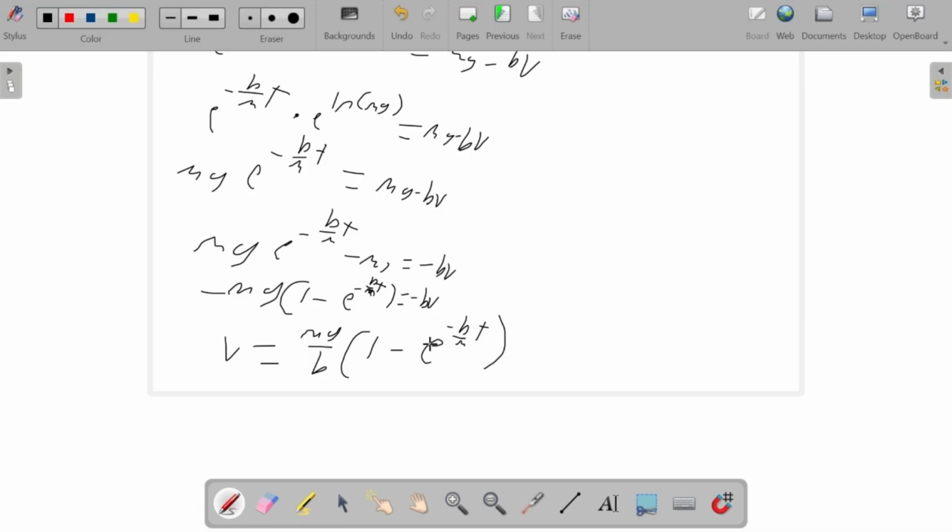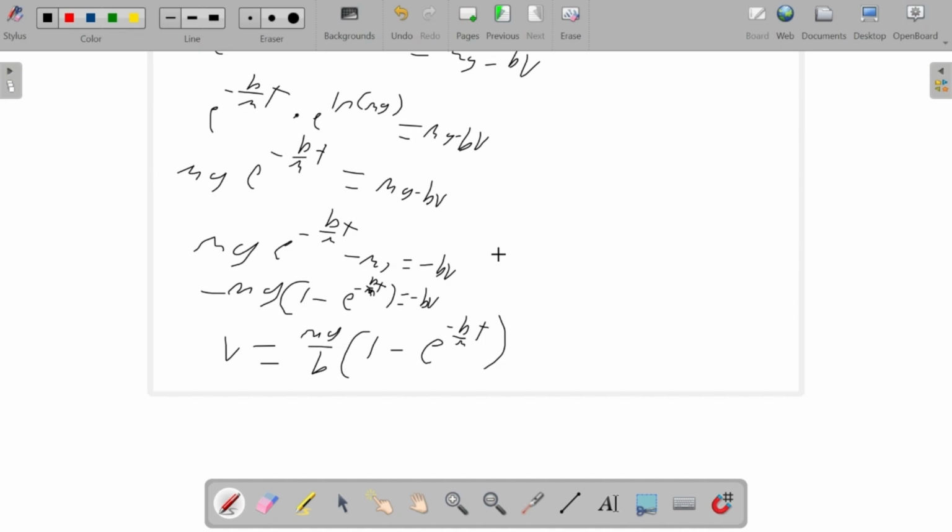Okay, so what does this value mean? We're saying that at t equals 0, this exponent starts as a 0, and e to the 0 just equals 1. So that means it's 1 minus 1, so it starts with 0 velocity. But as t approaches infinity, this e value is going to grow smaller and smaller because it's a negative exponent, meaning that this value is going to approach 1. So as you approach infinity, v is going to approach mg over b, which is what we determined to be the terminal velocity.